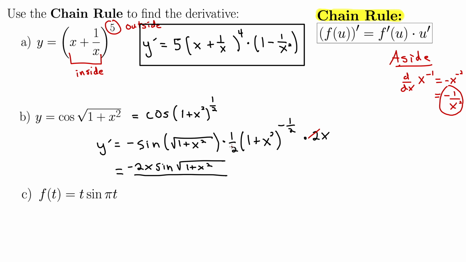2 cancels with 2, so we can get rid of that 2. All right, we'll get rid of that and just write it as negative x. So we'll take it all the way out here. Negative x sine times the square root of 1 plus x squared all over the square root of 1 plus x squared. There we go. That's the derivative in its simplified form.